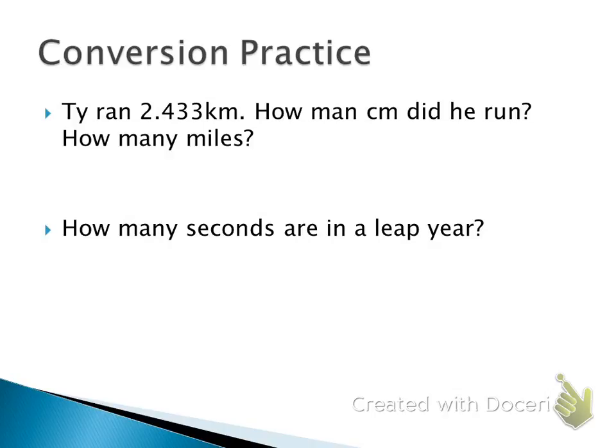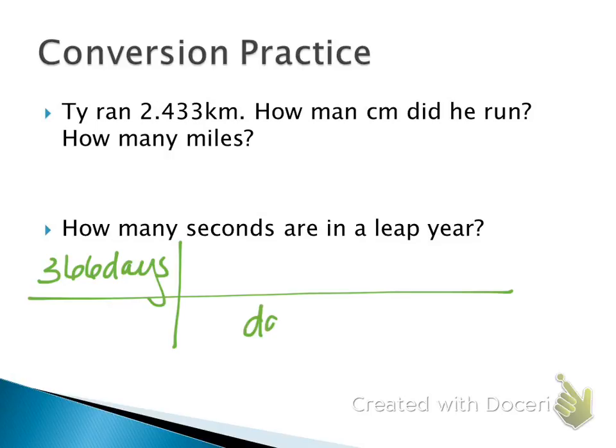All right, let's try this one. How many seconds are in a leap year? What's our starting number here? Yeah, 366 days. Even though it doesn't look like we have a starting amount, we really do. So 366 days. We're going to go days to hours. Good. Then hours to minutes to seconds, or you can just go hours to seconds. That's fine.